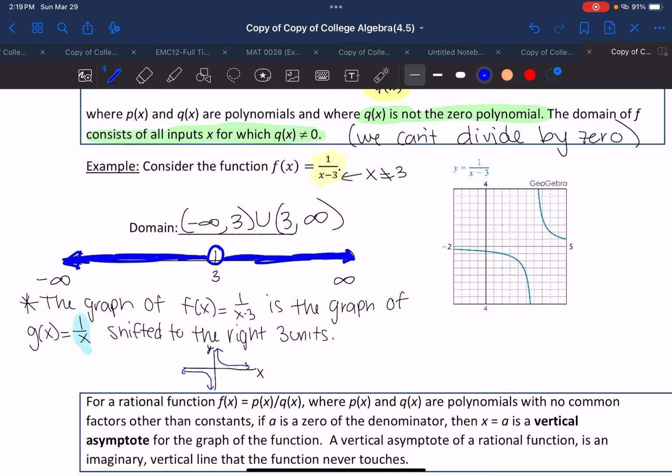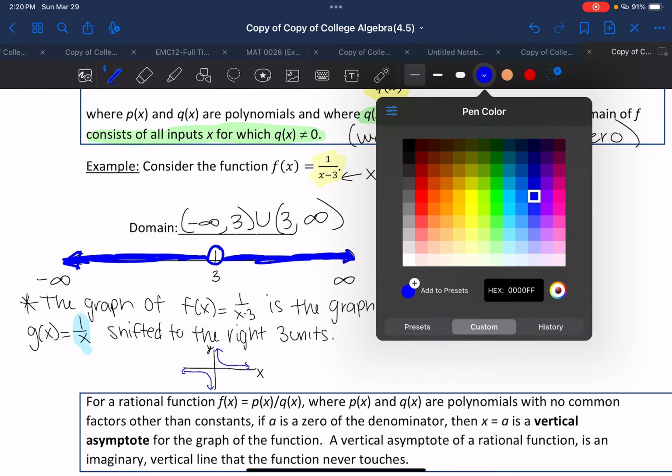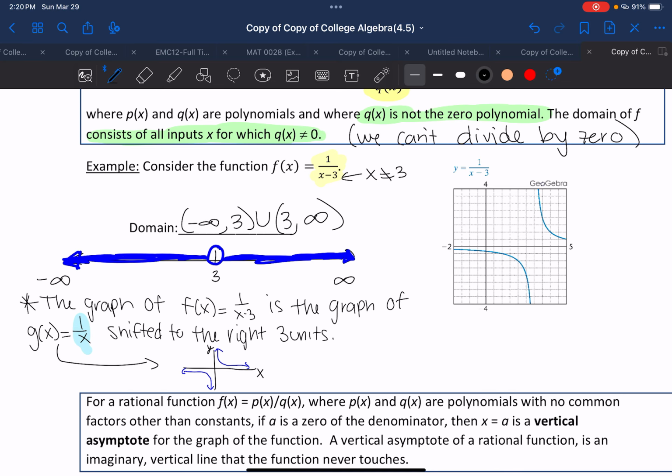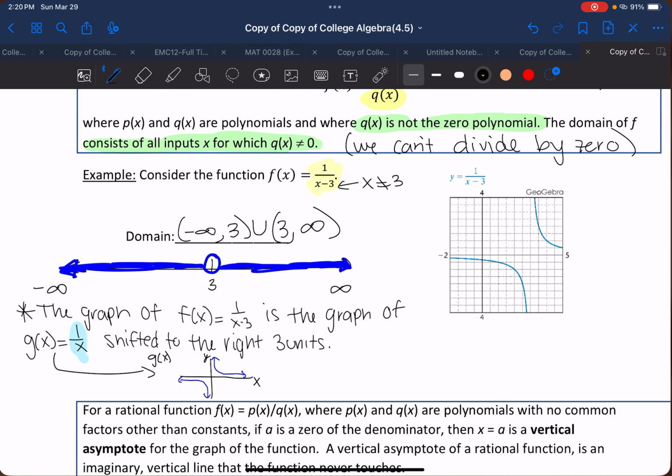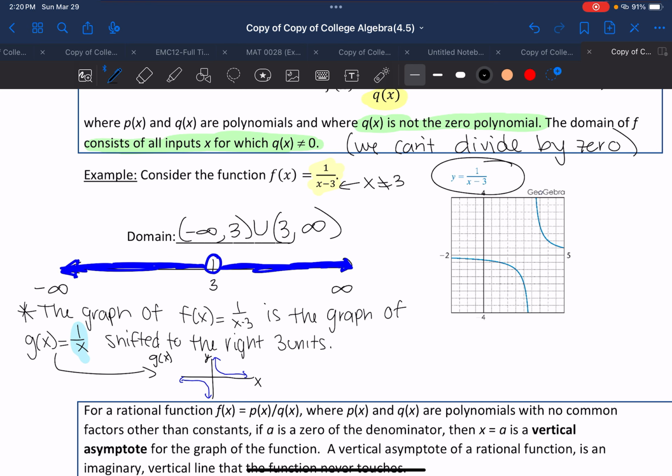You can go back and look at the files. I think it was in 2.1. This would be the graph of g of x equals 1 over x. That's what that looks like. So the graph of 1 over x minus 3 is given by the function that's almost exactly the same as 1 over x, except I'm subtracting 3 from it.